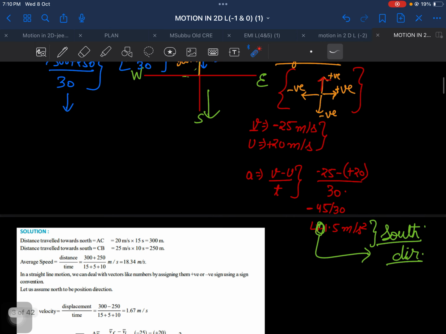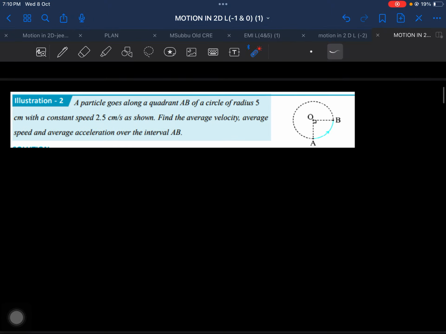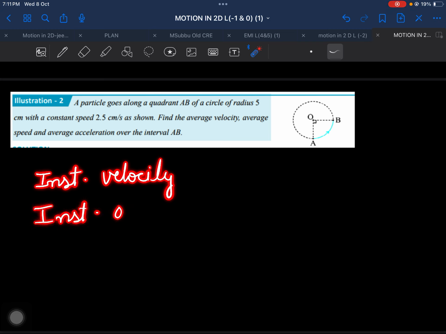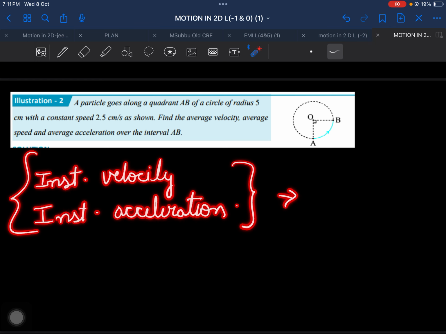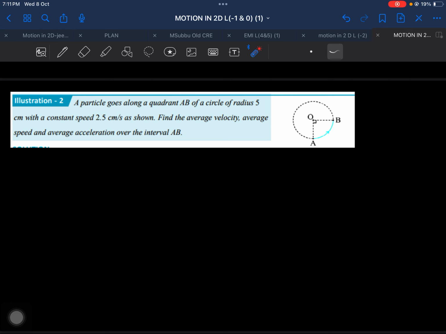So now in this lecture, we'll go with some basic numericals first, and then we will discuss the concepts of instantaneous velocity and instantaneous acceleration. We will cover this today and see some basic examples, which will give good clarity on the concept of instantaneous velocity and instantaneous acceleration. So without any further ado, let's start with this numerical first.